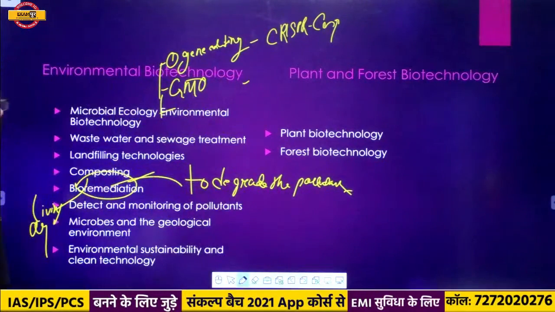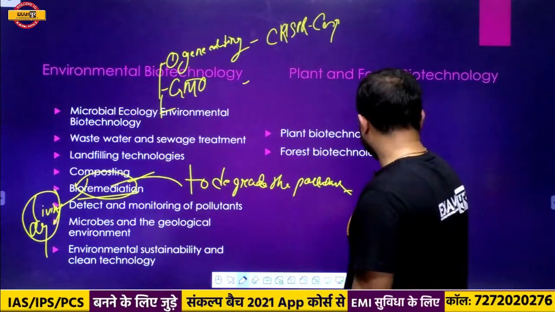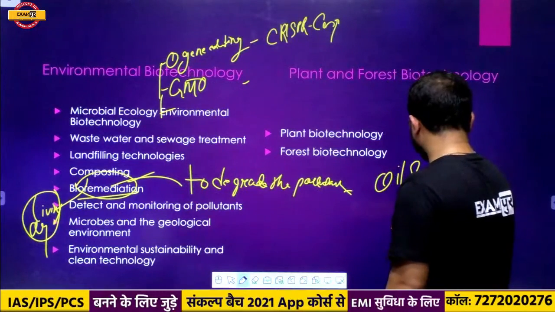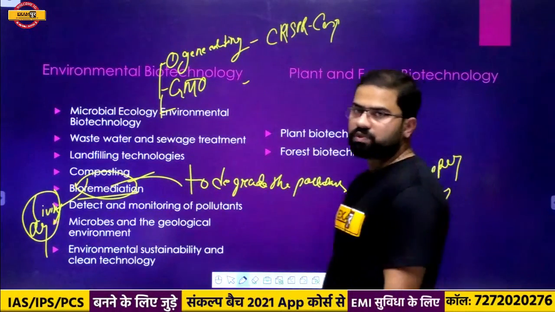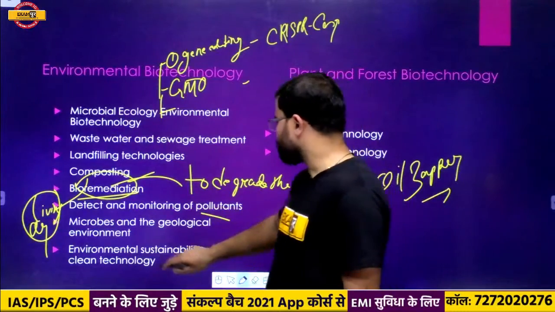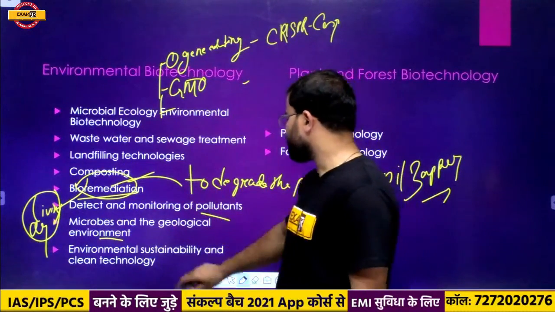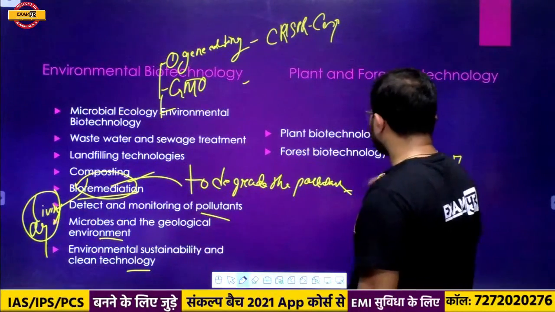So bioremediation, it's a field in biotechnology through which by the application of living organisms we are trying to degrade the pollutant, like oil vapor bacteria, it is used for degrading the oil spillage, ठीक है. Detect and monitoring of pollutants, microbes and the geological environment, sustainability and clean technology, ठीक है ना, and plant biotechnology, forest biotechnology.